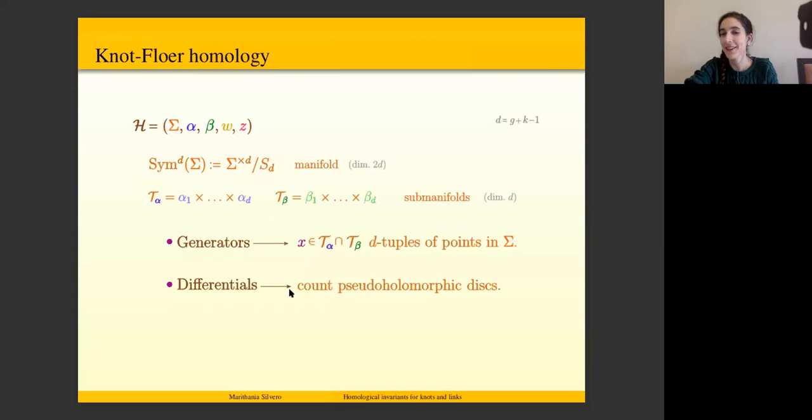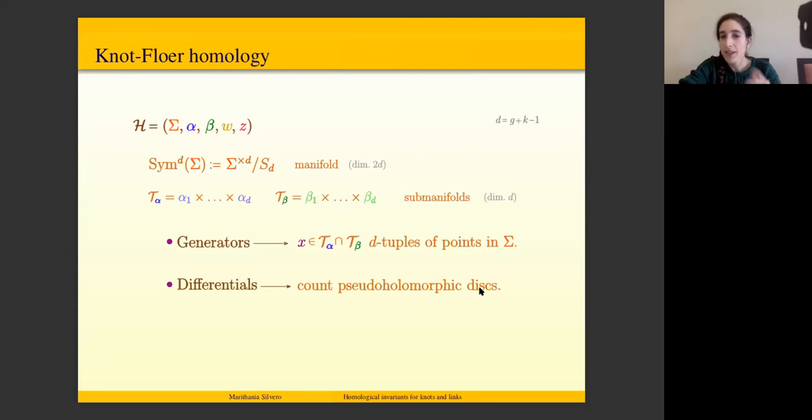And yes, the reason is that, well, I think I answered the question, right? There is no property that you want to minimize to get something easier, at least not in general. The reason is that the differential counts pseudo-holomorphic disks, and those disks are bounded in some way by these generators and these curves.